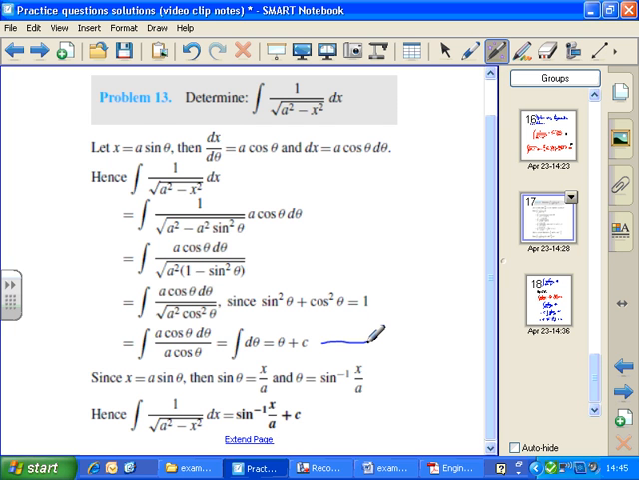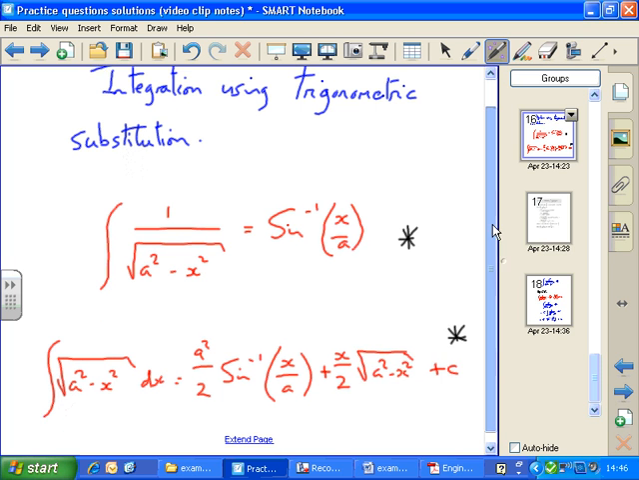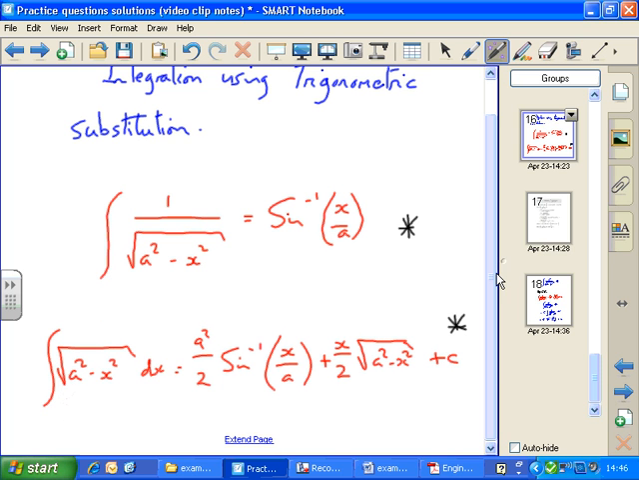So what is theta? Well, x equals a sine theta. So x over a equals sine theta, and theta equals sine to the minus 1 of x over a. And that's where this comes from. And it's not unlikely that you might be asked to show that proof in the exam and how that works. But of course, a lot of the time, we just use these standard integrals. And they will appear in the table of standard integrals in the exam.